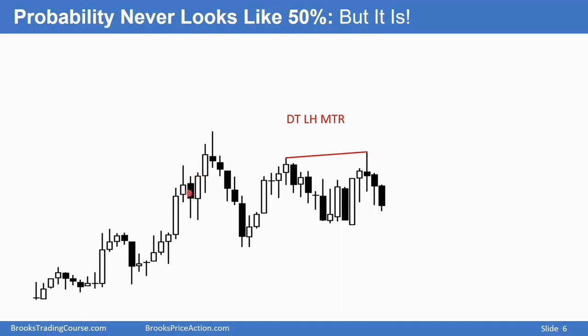A bull trend and then a trading range that began probably over here. You could argue that it began here. In any case, it's more than 20 bars, and therefore the market is in breakout mode. You have to assume that there is both a reasonable sell, here we have a double top, lower high, major trend reversal, and a reasonable buy.